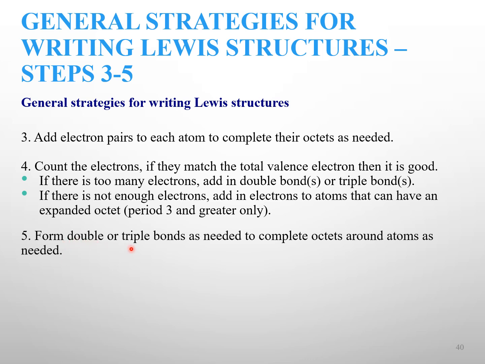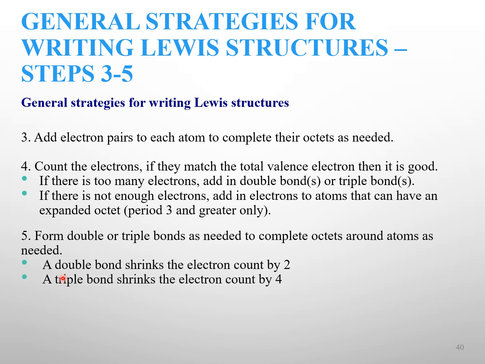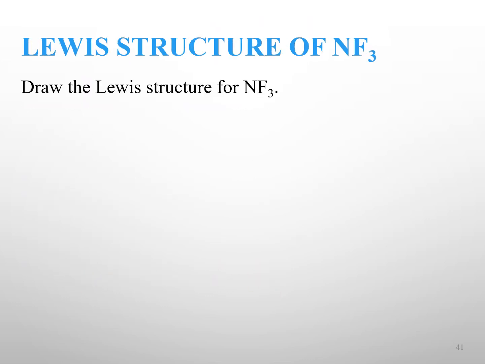So you fill in the blanks and add in double or triple bonds as needed to make sure everybody has an octet, that they're happy, and make sure the electron counts match what you just calculated. So we talked about how a double bond shrinks it by 2, and a triple bond shrinks it by 4.